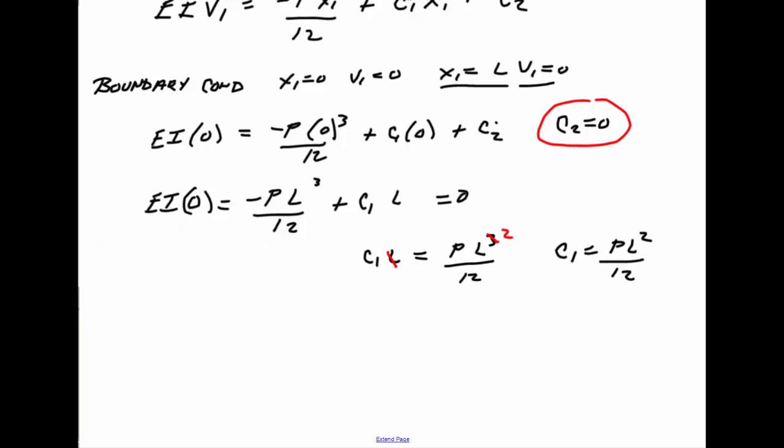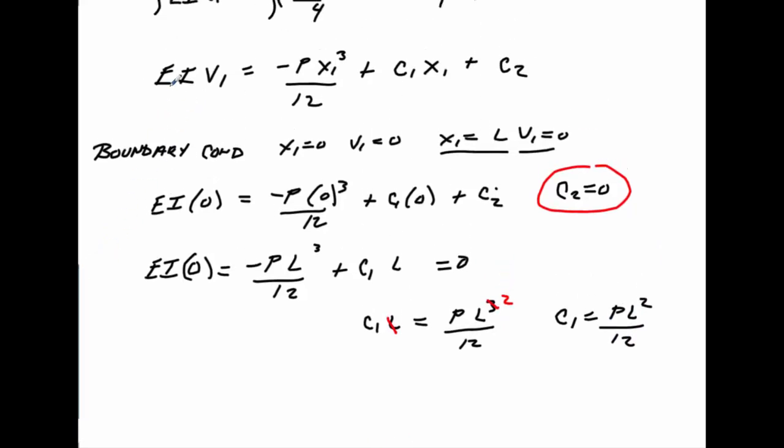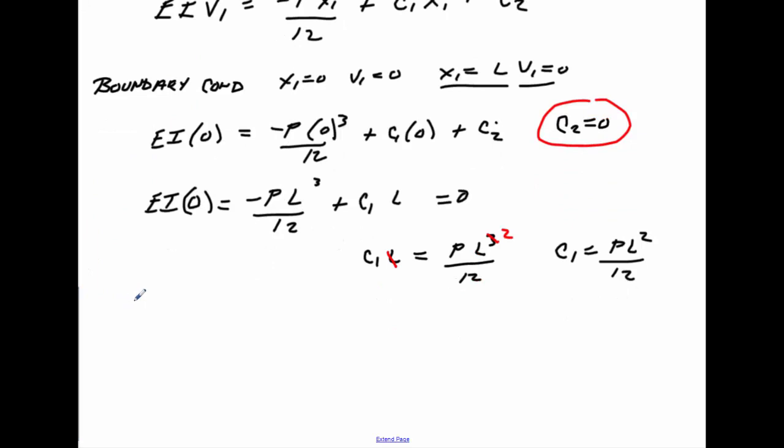So what's happened is you've taken this equation right here and now you rewrite it because you've defined it as EI v1 is equal to minus P times x1 cubed over 12 plus P L squared over 12 times x1.